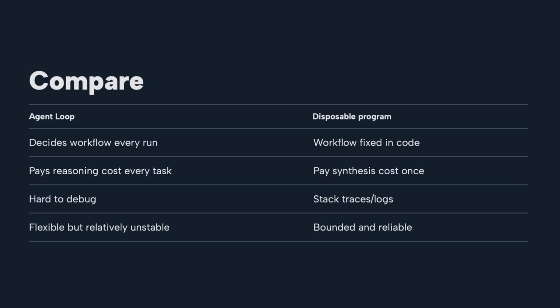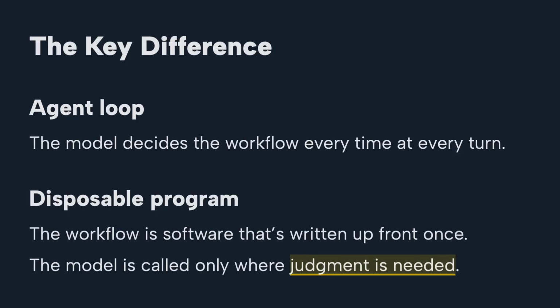Whereas the workflow, it's a lot more fixed. You pay synthesis up front, and then you just reuse it. You get stack traces and logs for the execution, and it's a bit more bounded and reliable. Reliable, assuming that the program was right in the first place, which sometimes it could be wrong. Hey, double-edged sword. But yeah, the key difference at the end of the day is for a disposable program, it's just software. It's written up front, and then the models can be called only when judgment is needed. Otherwise, you can actually get away with no AI calls for things that don't need it. So even the judgment call might be optional. For example, if the default is not met or a standard grouping, then only can you call it AI.